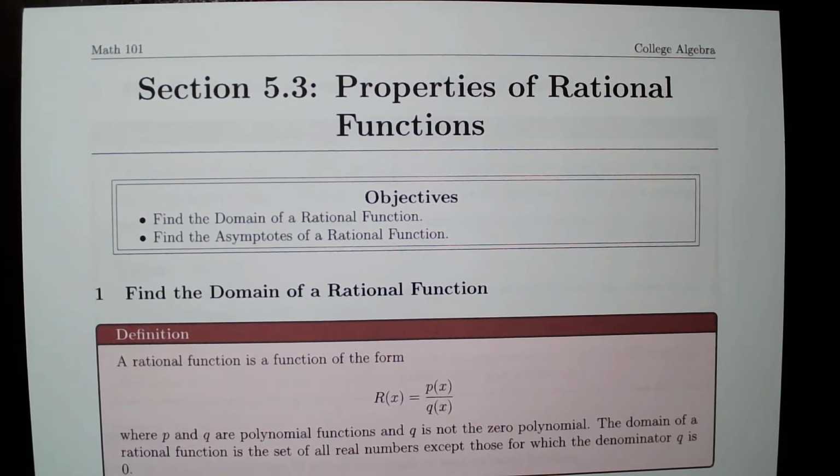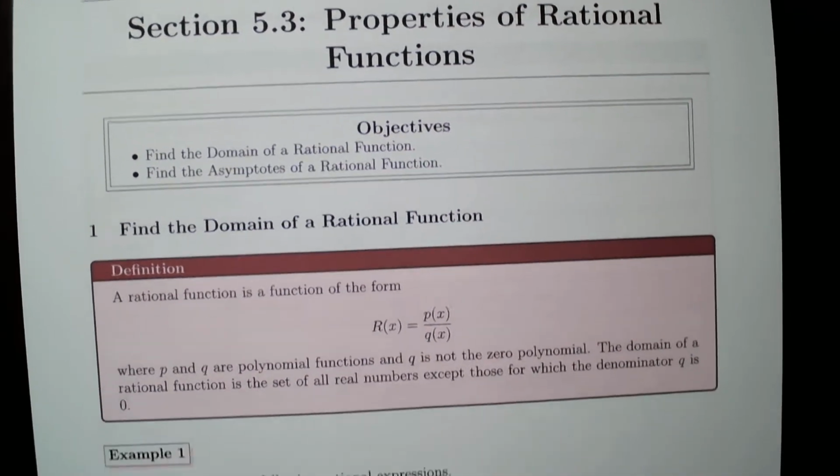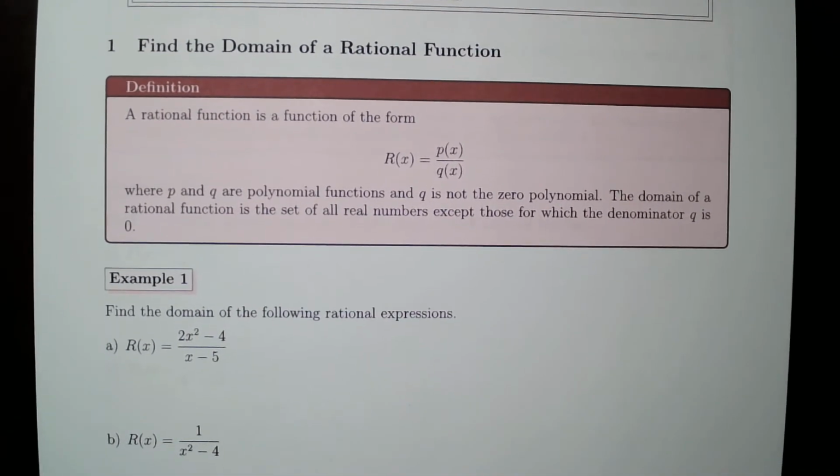Alright, so in this video we go over section 5.3, properties of a rational function. We are going to review how to find the domain of a rational function, and we are going to use that as an idea to find the asymptotes of a rational function. So first of all, let's find the domain of a rational function.